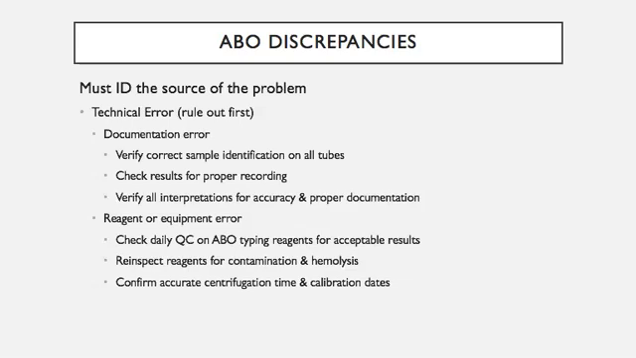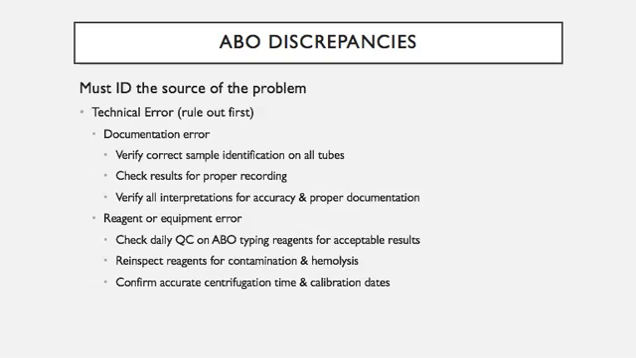So the first and the easiest thing is to rule out some type of technical error. Was there an error in documentation? We want to make sure we've got the correct patient sample identification on all of the tubes, and verify the interpretations of the test results for accuracy and proper documentation. We want to check to make sure that nothing was wrong with our reagents or our equipment. So check that our daily QC on our ABO typing reagents was acceptable. Reinspect your reagents for any kind of contamination or hemolysis.